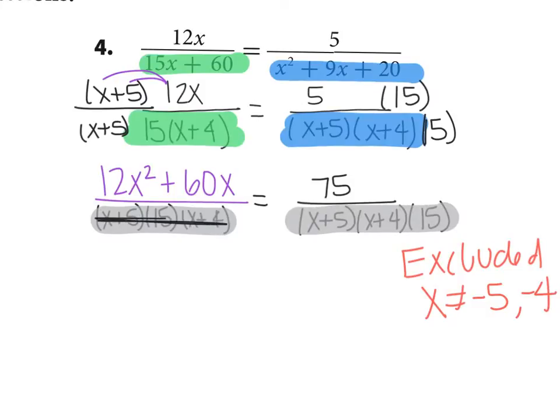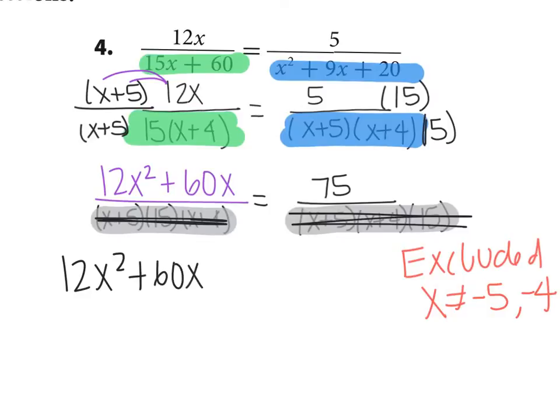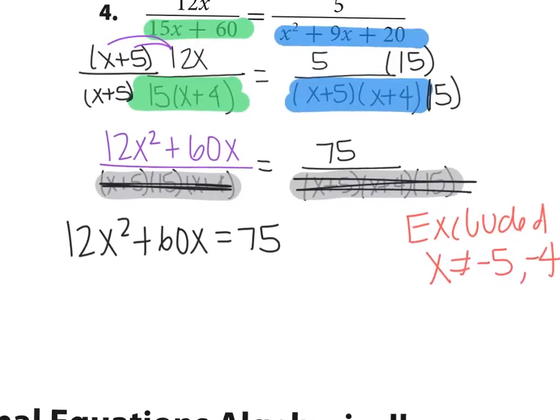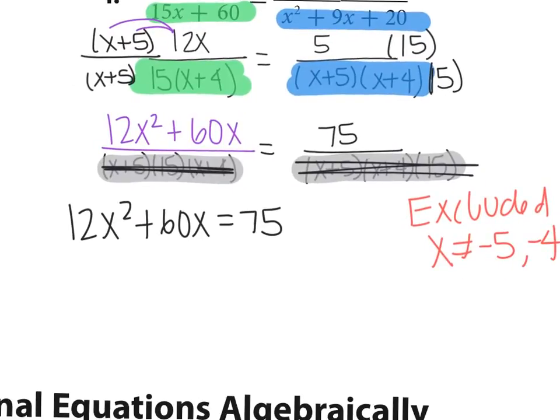If I'm solving this, I can ignore my denominators, and I'm really left with the problem 12x squared plus 60x equals 75. And this is what I need to solve. Well, there's a couple ways we can solve, but before we can do any of those, we need to get this 75 to the left side because this is a quadratic, so I can't just do some simple math.